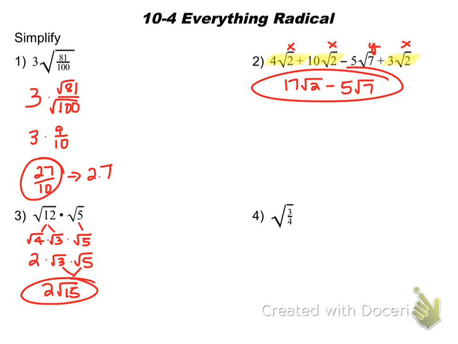And then the last one is a square root of 3/4. So here you're going to take this and find the square root of 3 and divide it by the square root of 4. Now, 3 is not a perfect square, so I can just leave that as the square root of 3, but the square root of 4 is perfect, and it becomes 2. So square root of 3 over 2.